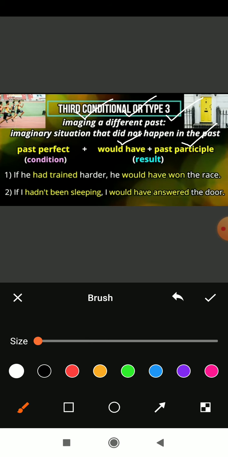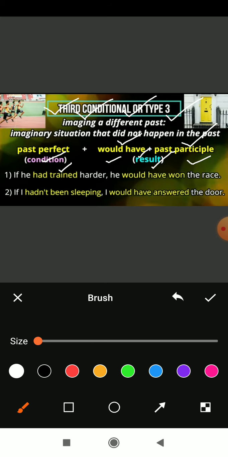So what is the formula of the third conditional clause? Here the formula is if plus past perfect, which we have to use in the if clause, in the condition, plus would plus have plus past participle. What do you mean by past participle? It is the ed form. Understood? So the formula is if plus past perfect form of the tense plus would plus have plus past participle. This is the formula we have to use in the sentence while writing the third conditional clause.